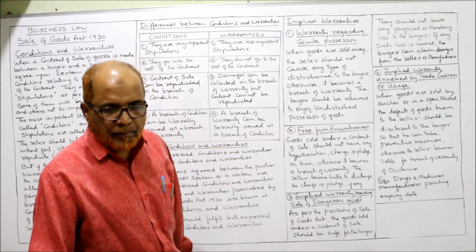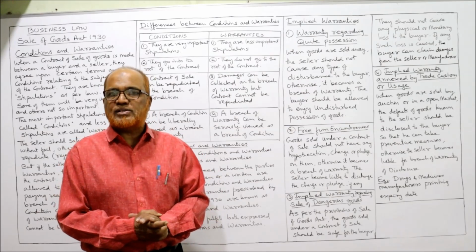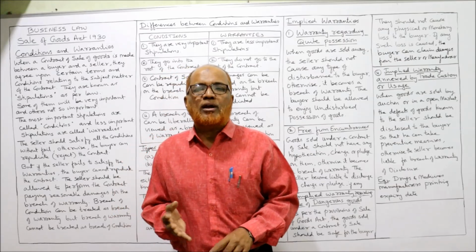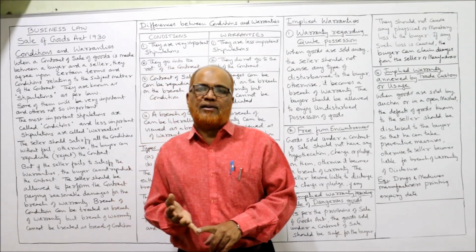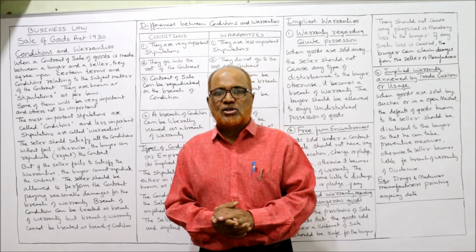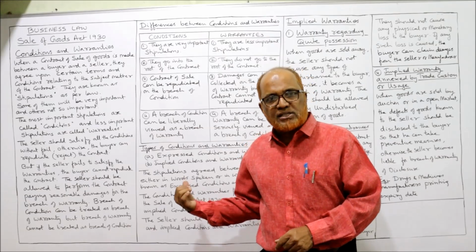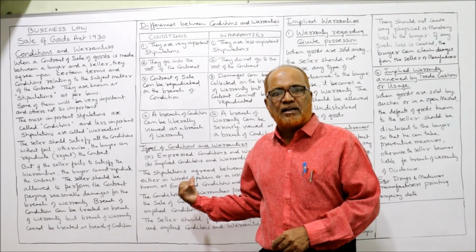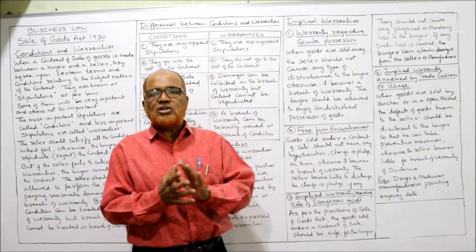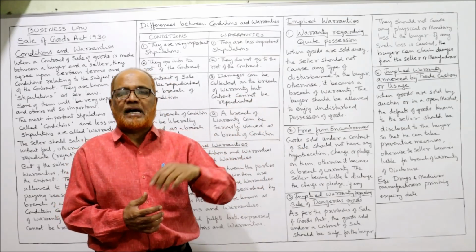So 4 implied warranties I have explained, and 6 implied conditions I have explained. In examination, you may be asked a question regarding what are conditions and warranties, what are the differences between conditions and warranties, and what are the types of conditions and warranties. Expressed conditions and warranties and implied conditions and warranties. The implied conditions or warranties are those which are given by the Sale of Goods Act.